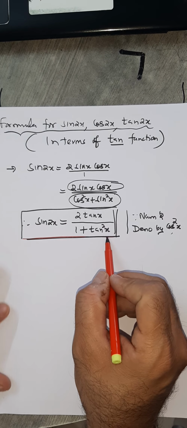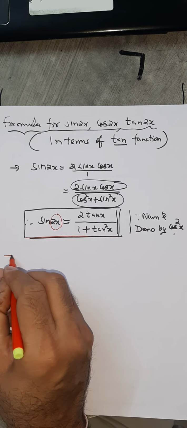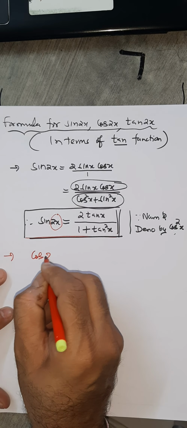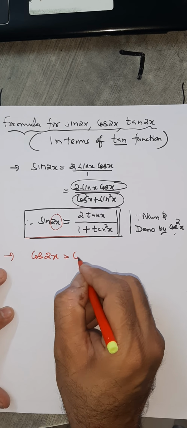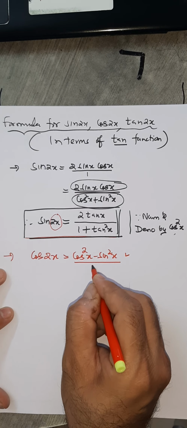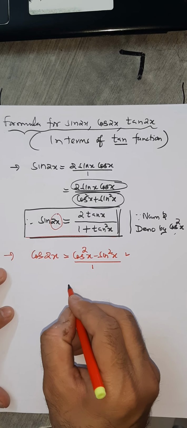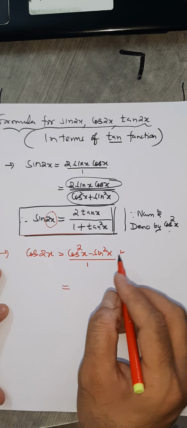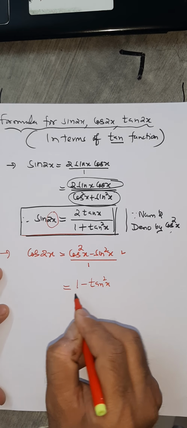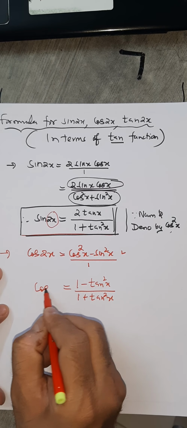2 tan x upon 1 plus tan square x, half angle. You see, you had 2x, now it is x. Same way, this is not important, I'm just showing you for your information: cos 2x. You can write cos square x minus sine square x. Instead of 1, you write cos square plus sine square, then divide numerator and denominator by cos square, same as what I did here. So you will get 1 minus tan square upon 1 plus tan square. This is the formula of cos 2x.